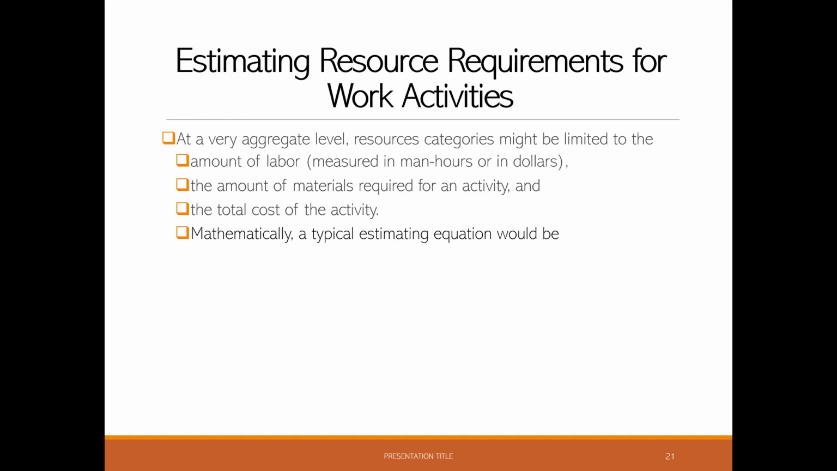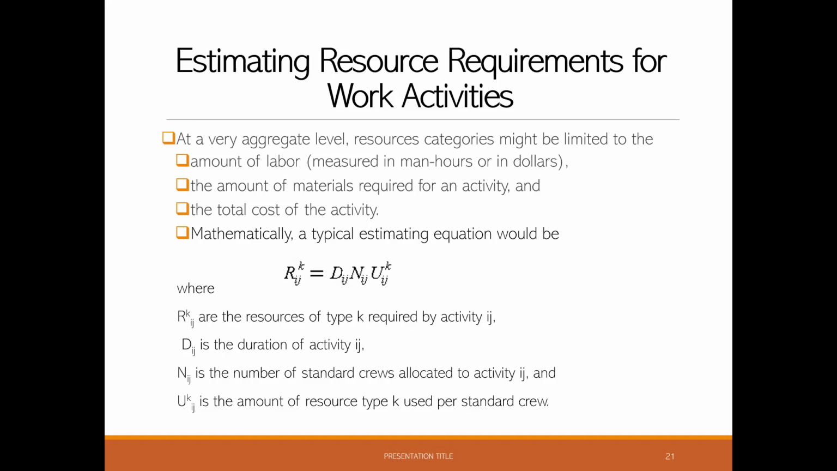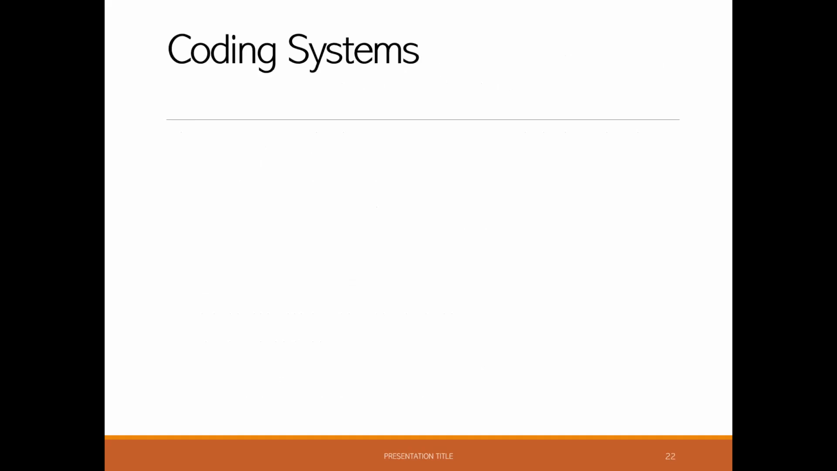Now, to use this, we can use this formula, where Rijk are the resources of type k required by activity ij, Dij is the duration of the activity, Nij is the number of standard crews allocated to the activity, and Uijk is the amount of resource type k used per standard crew.